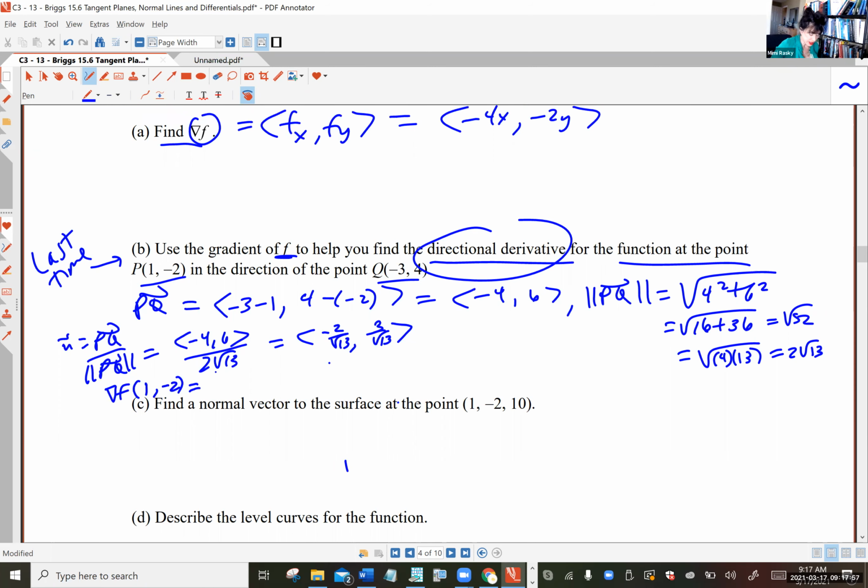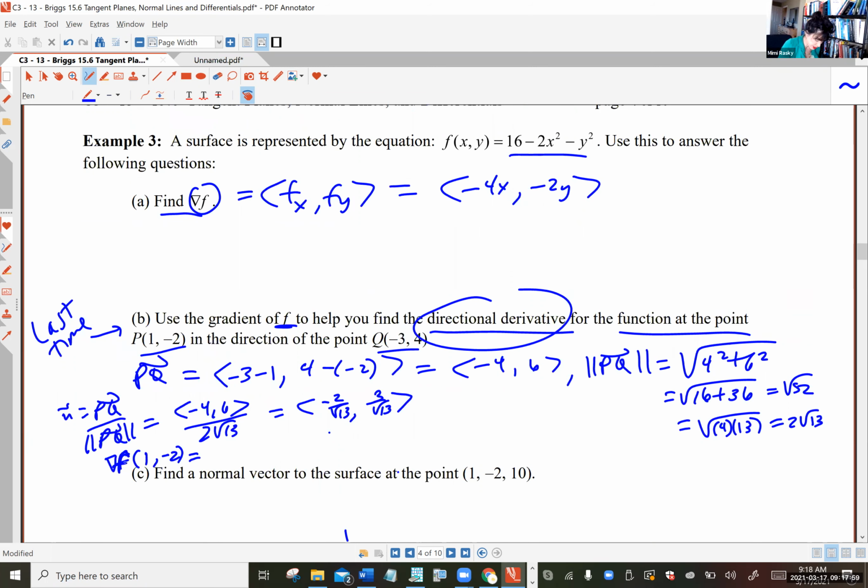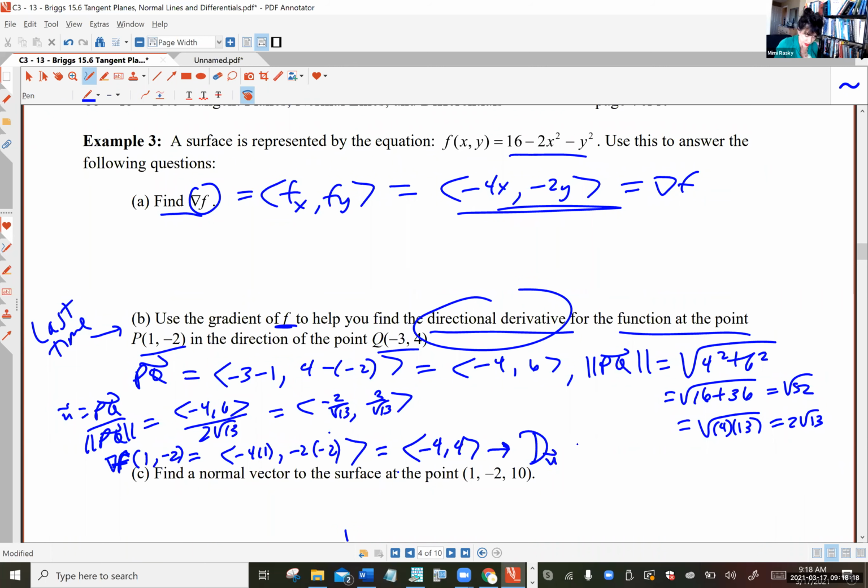We already got the gradient. That's little del f, up here. So we're going to evaluate that at the point (1, -2). I'm just going to substitute the point with coordinates 1, -2 into that, and then I get (-4, 4). So then what? Then you can do your directional derivative.